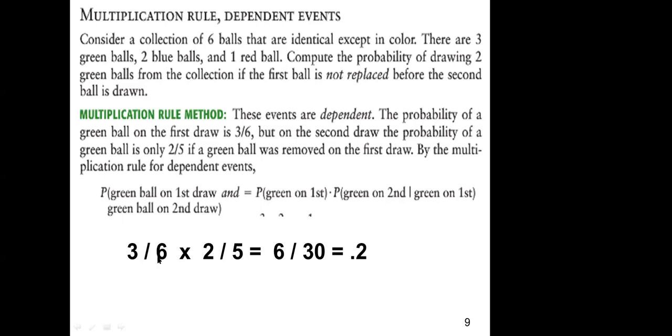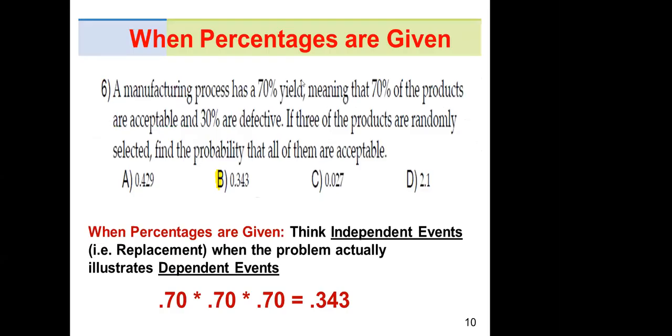All right. So 3/6 × 2/5, 6/30, as a decimal, 0.2. Dependent, as opposed to the previous one, which were independent events. So you got to be thinking here. This is super, super important. Obviously, it's easier to calculate independent events because the probabilities don't change. Probability of rolling a five, one out of six. Second roll, one out of six. Third roll, one out of six.